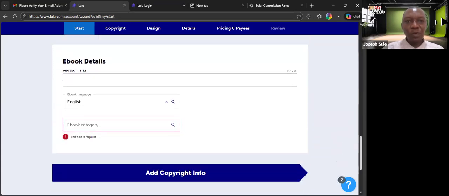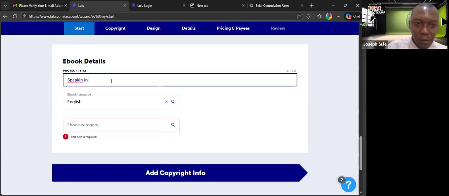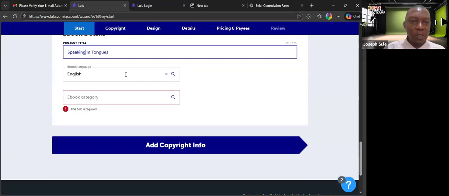So I will scroll down and go to the ebook details. So Seller will ask me, what is your project title? In other words, what is the title of the book? And the title of the book is Speaking in Tongues. You saw it flash up because I've used it somewhere else. And what language is the book written in? The ebook language. Is it English? Is it French? It's in English, so I'm leaving it there by default.